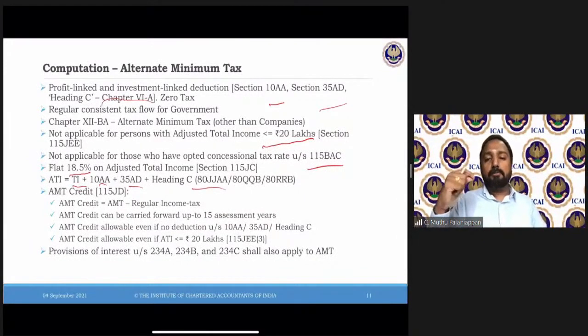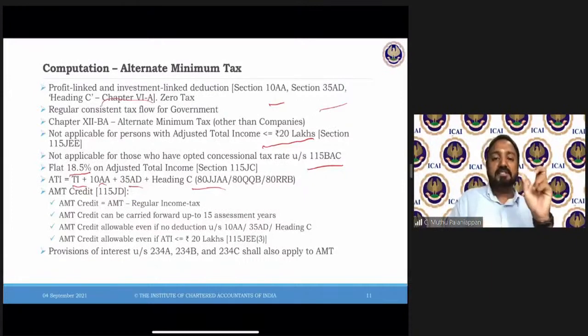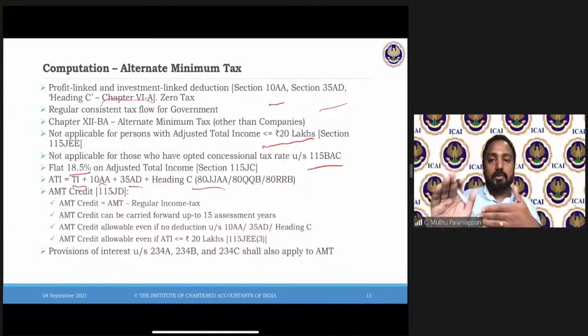Though I don't have tax this year, I have paid tax because of this provision of alternate minimum tax. So the government says whatever you have paid under alternate minimum tax is your tax credit. It's like your TDS, like your advance tax. In a subsequent year, when you're actually paying tax under the regular provision, you can adjust up to this 1.85 lakhs in that particular year.